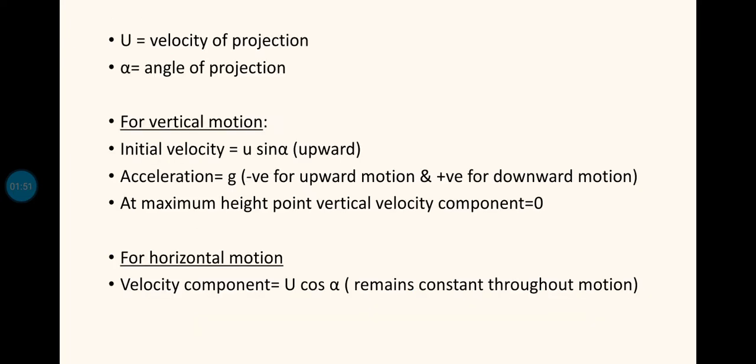Now let u be the velocity of projection and alpha the angle of projection. Now we are splitting the entire motion into two, that is vertical motion and horizontal motion. For vertical motion, the initial velocity along the vertical direction is u sin alpha upward, and acceleration is g, negative for upward motion and positive for downward motion. At the maximum height point the vertical velocity component is 0, this is very important. For horizontal motion the velocity component is always u cos alpha and remains constant, therefore acceleration will be 0.